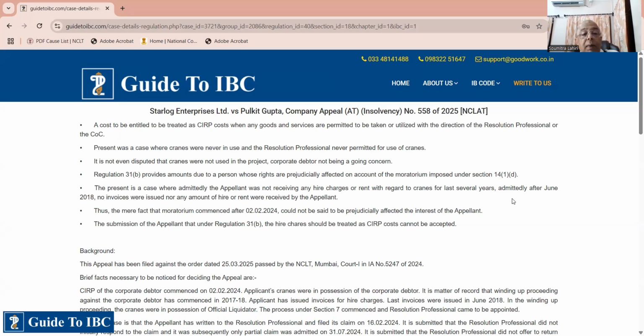Regulation 31B provides for amounts due to a person whose rights are prejudicially affected on account of moratorium imposed under 14(1). The present is a case where admittedly the appellant was not receiving any hire charges or rent with regard to the cranes for several years. Admittedly, after June 2018, no invoices were issued, nor any amount of hire or rent received. Thus, the mere fact that the moratorium commenced later would not be said to be prejudicially affecting the interests of the appellant. So the submission of the appellant that under Regulation 31B, hire charges should be treated as CIRP cost cannot be accepted.